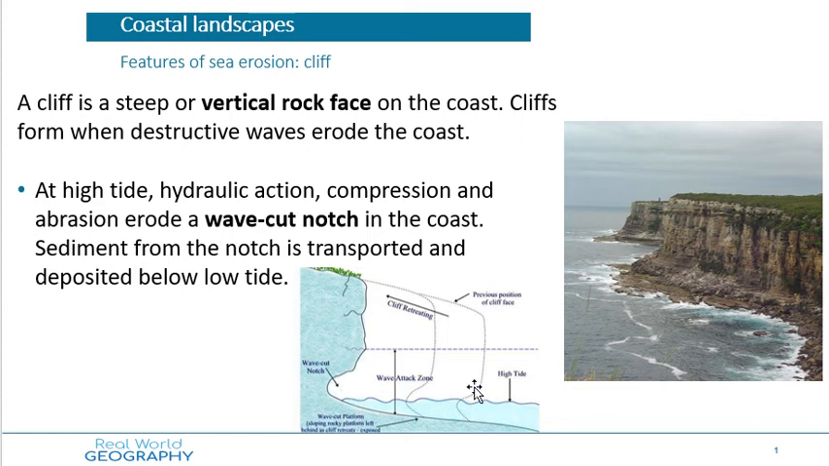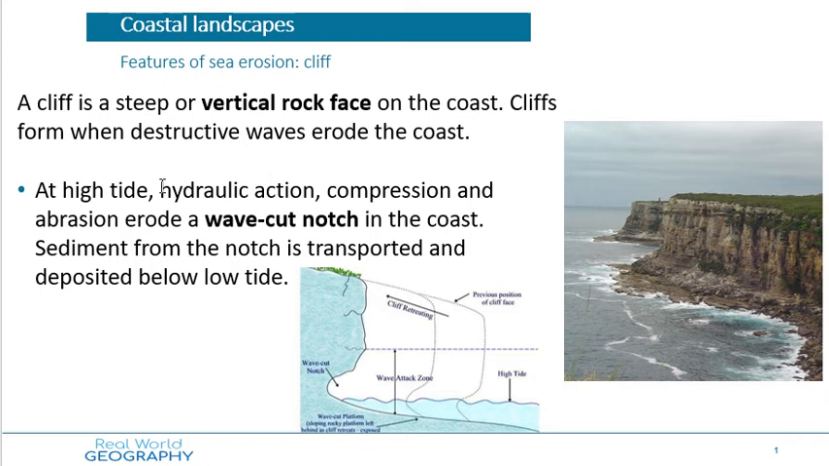So as the waves are attacking the coast, hitting off the cliff, okay, they're eroding this little bit at the bottom, okay? So if you look here, guys, these waves will eventually erode in here and form a wave-cut notch on this cliff, okay? Sediment from the notch is transported and deposited below low tide. So any bits of rock and sediment that get broken off the bottom of the cliff get deposited around here, okay, at low tide, okay?